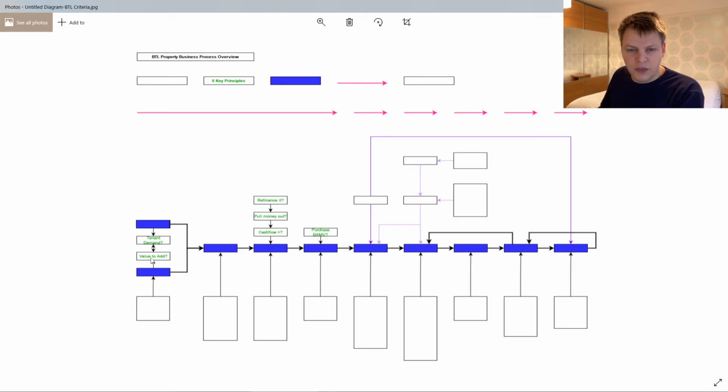The simple thing to think about here is the idea of a flip. Can I buy something and do it up? Although we're not going to sell it, that's the principle behind it. Can I buy something and add some value by doing a refurbishment?